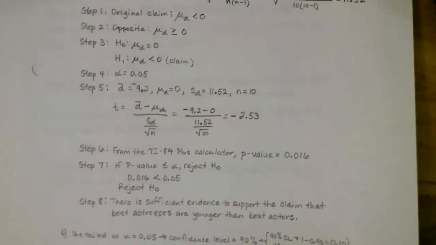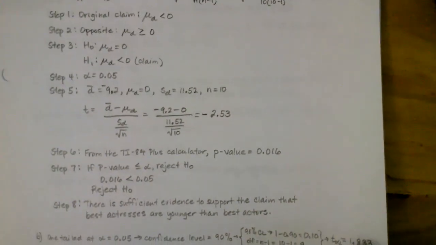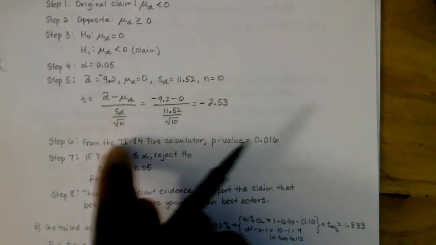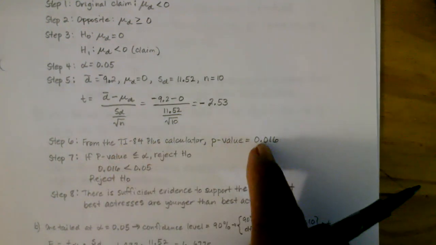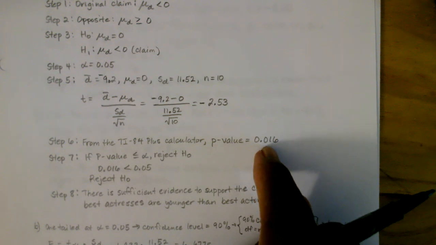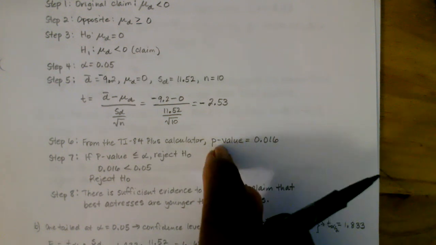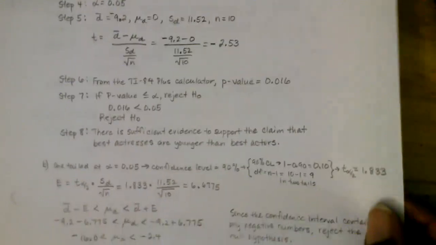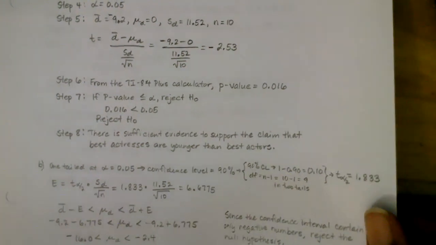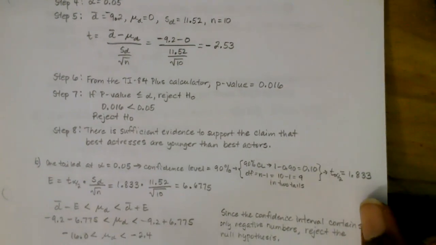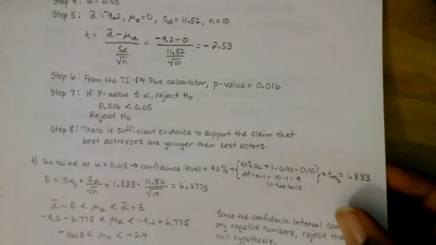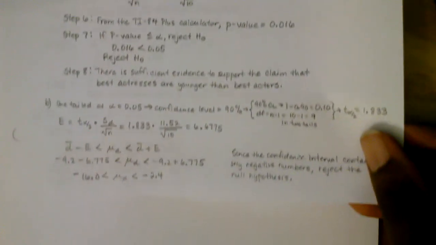Now, if you look at step number 5, you'll see that we did come up with negative 2.53 when we did this in the calculator. And the p-value, when I got to step 6, I had to use the TI-84 plus calculator to get the p-value because in the homework, that's what they asked for. And as you can see, we rejected the null hypothesis and concluded that there's sufficient evidence to support the claim that best actresses are younger than best actors.